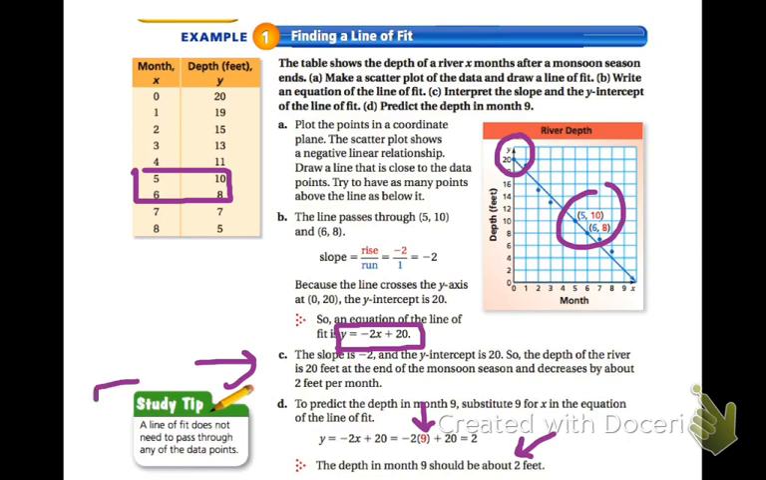Now, notice this study tip right here. It says a line of fit does not need to pass through any of the data points. It's just a coincidence that this one does. And you can use the information that you plot to calculate the slope. Okay, so let's give this a try.